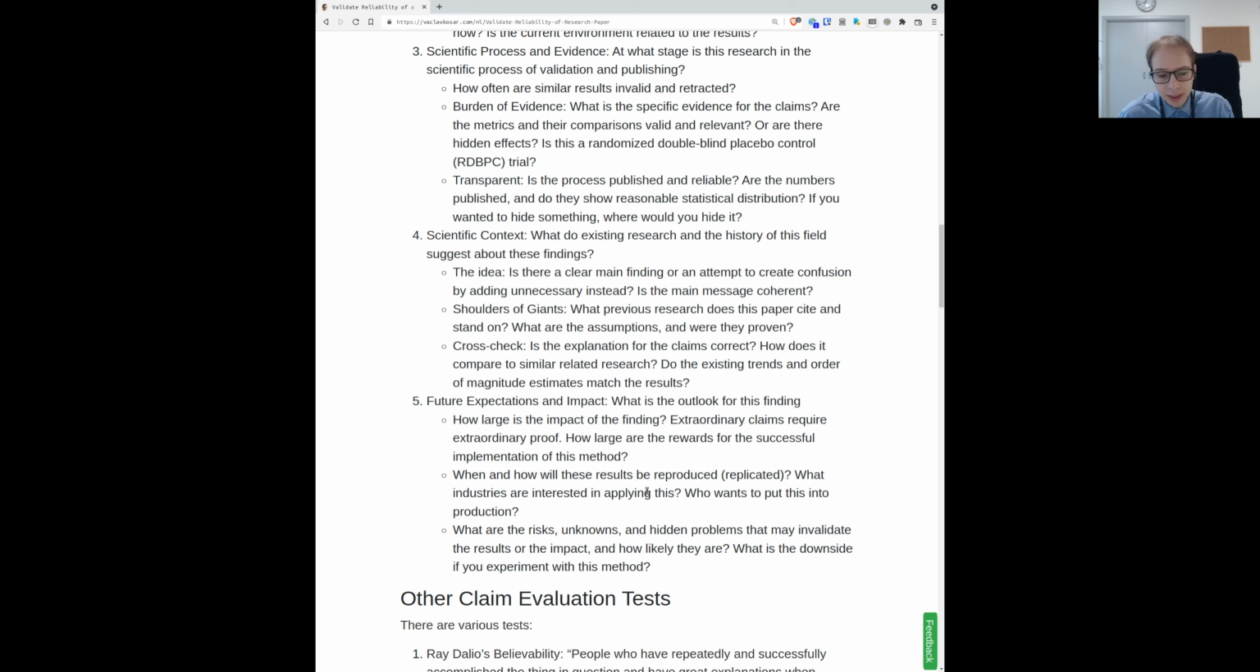What are the risks, unknowns, and hidden problems that may invalidate the results or impact? And how probable or likely are they? What are the downsides if you experiment with this method? How costly could it be?